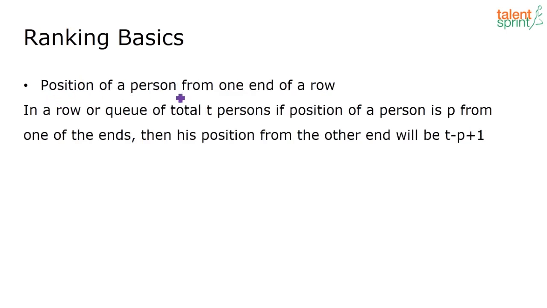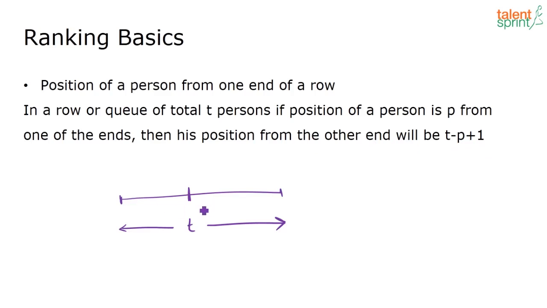Now this is to find the position of a person from one end of a row. Again, you are given a queue. Okay. Now what is the information given to us? If in a row or a queue of total t persons, so we know that there are going to be t persons in this row, and the position of one person p from one of the ends is given. Then his position from the other end will be t minus p plus 1.